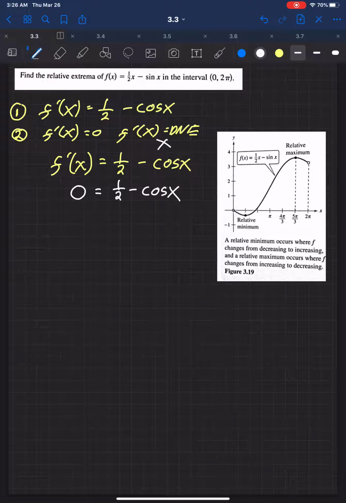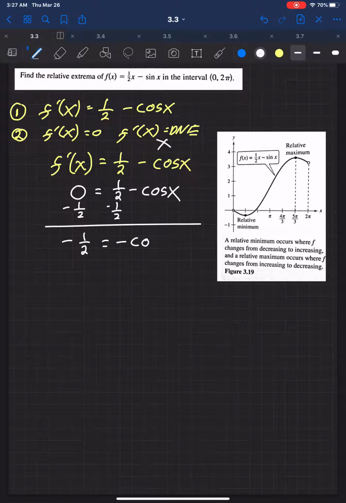So the way we're going to do this is let's first isolate the cosine. Ready? So let's subtract 1/2 from both sides. So now I have negative 1/2 is equal to negative cosine of x. All right, well, no need to have negatives on both sides of the equation. Let's get rid of them. Let's divide by -1, divide by -1. So now I have 1/2 is equal to cosine of x. Remember what I said? The first step is to isolate the trig function.